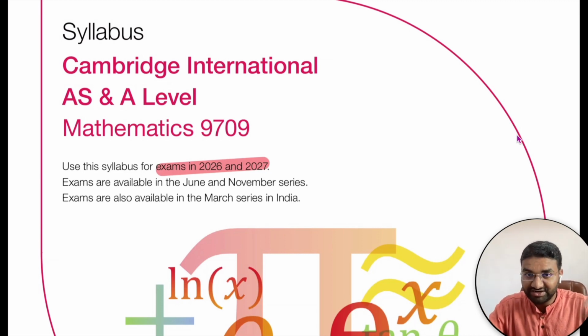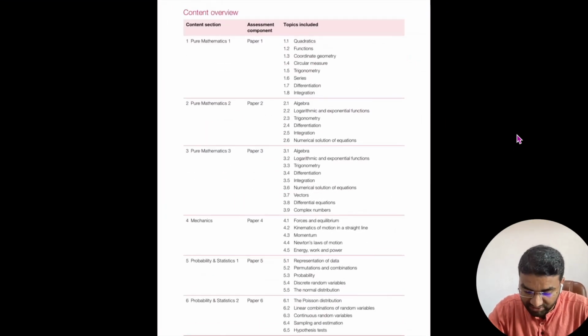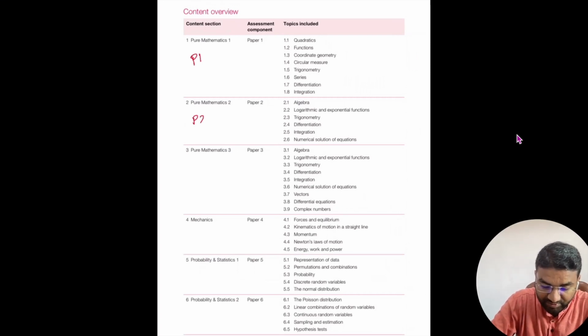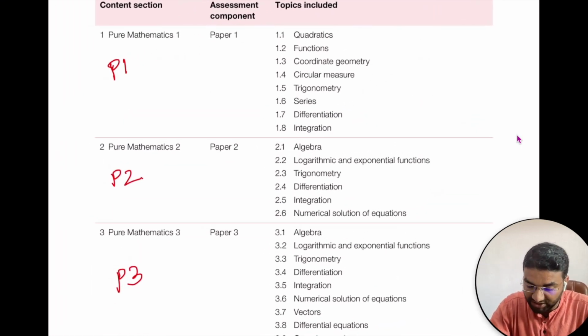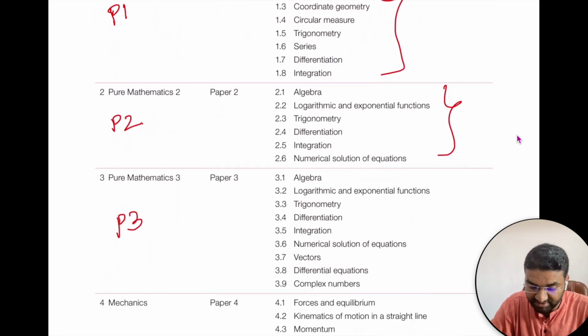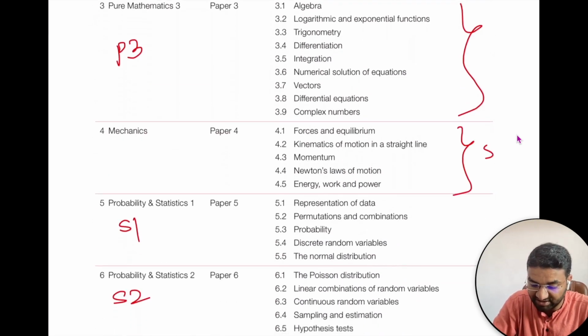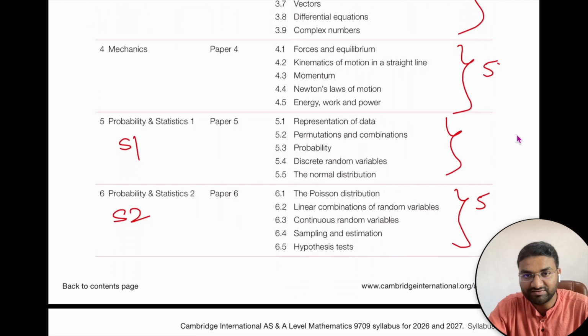Without wasting our time, we will jump on to the mathematics structure. For your AS and A level, there are 6 subjects: Pure Mathematics 1 (Paper 1), Pure Mathematics 2 (Paper 2), P3, Mechanics, and S1 and S2, Probability and Statistics 1 and Probability and Statistics 2. In Pure Mathematics 1 you have 8 topics, in Pure Mathematics 2 you have 6 topics, in Pure Mathematics 3 you have 9 topics, in Mechanics 5 topics, in Probability and Statistics 1 5 topics, and S2 again has 5 topics.